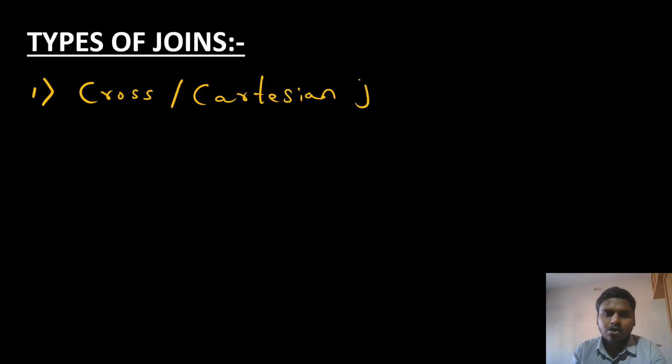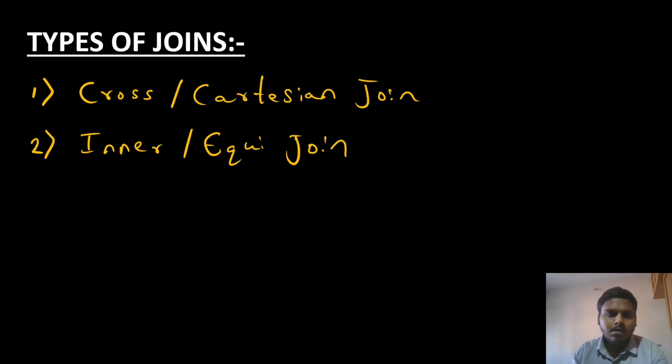Now, let's discuss the types of joins. There are five types of joins. Which are the types? First is cross join, also called Cartesian join. Second one is inner join, which you can also call equi join. Third one is natural join. Fourth.